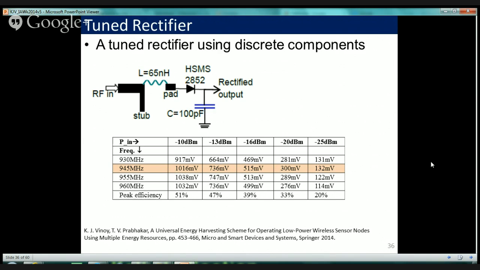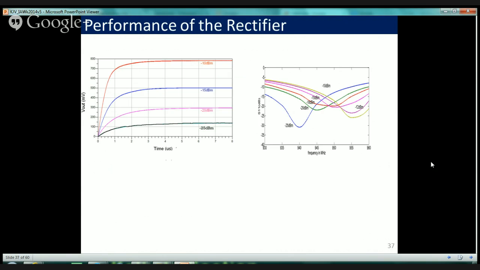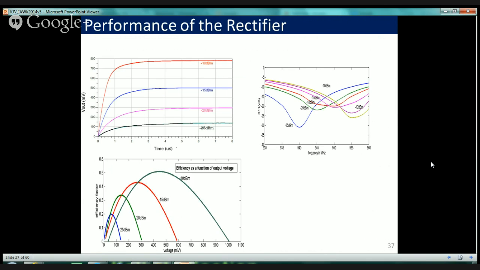For power, you can see it goes all the way from 10 microwatt to 100 microwatt, and the evaluated efficiencies are here. So, you could use tools like ADS and get the efficiency curves based on the equivalent circuit of the diode, at the operational power and frequency, and evaluate the best efficiency point and make it work.